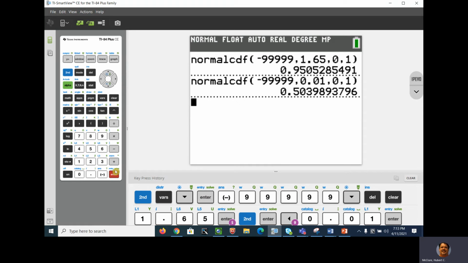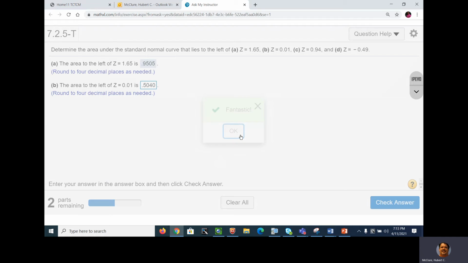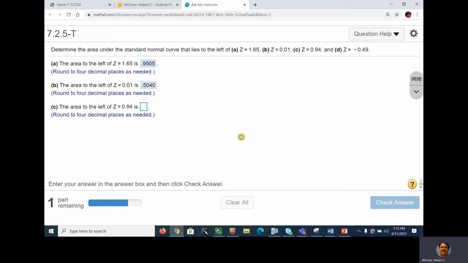Actually, it is 0.5040 because that 8 knocks that 39 to a 4. So 0.5040. Let's take that over here to the question. 0.5040. All right, let's do 2 more.